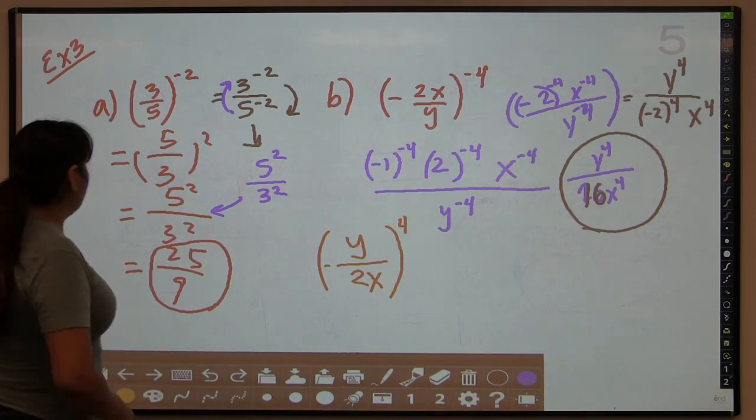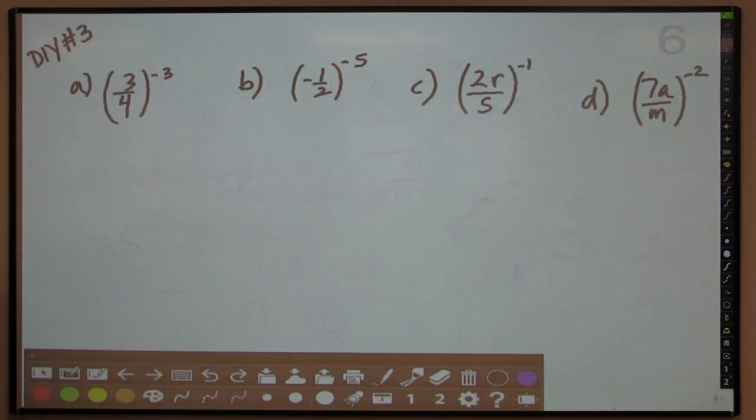So just a couple different ways for you to be able to do that problem. And so now you can try these 4 examples on your own. And good luck. I will see you in class, and we'll see how you did.